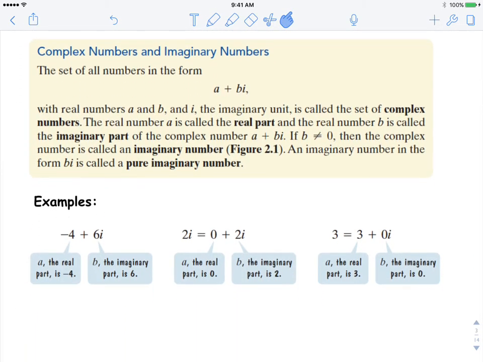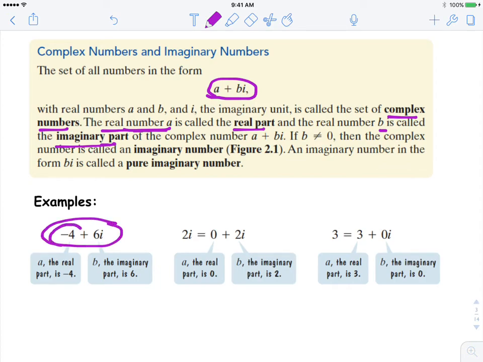Heading to the next yellow box is the definition for complex numbers. When you see this form a plus bi, it's considered a complex number. The real piece is a, and the b is called the imaginary part. If we look at these examples, here's a complex number. This is the real part, and this is the imaginary part. And you can see the other examples.